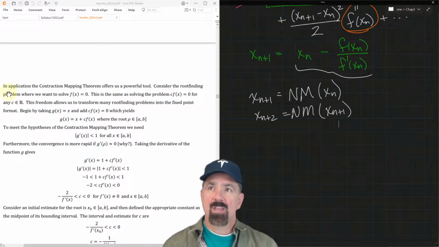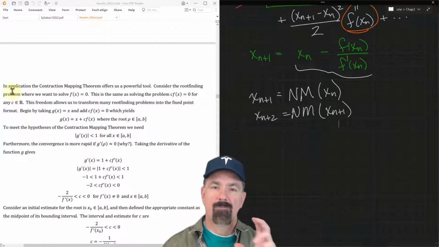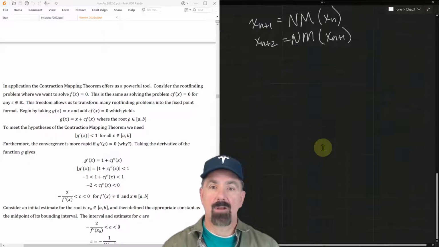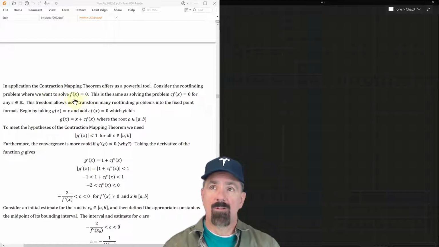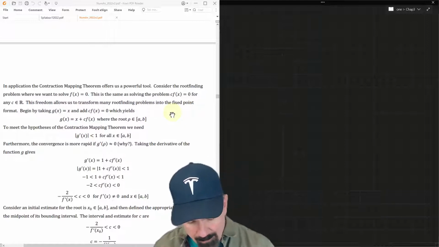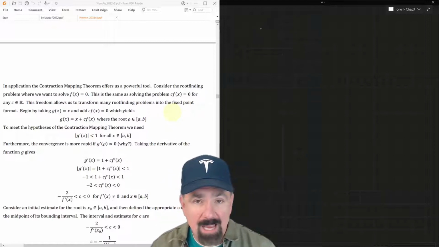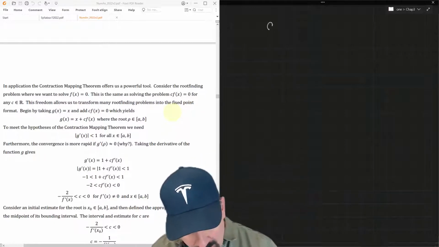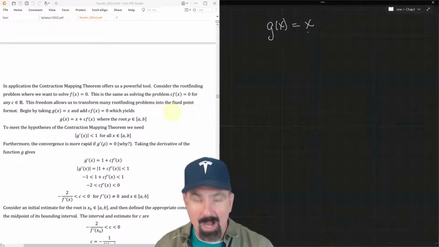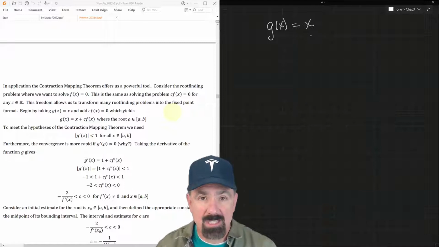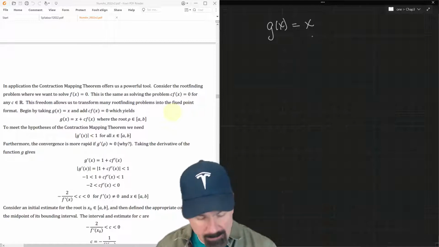What I want to do is look then at how we use fixed point methods to solve problems when we're talking about nonlinear root finding. So the contraction mapping theorem provides us the ability to solve f(x) = 0. And how exactly does that work? Well, if I'm looking at the recursive function, g(x) = x, this is my goal. I'm looking for inputs that satisfy this. Those are the fixed points.